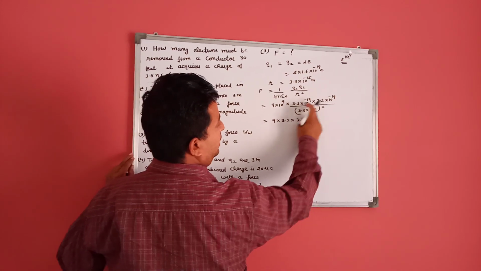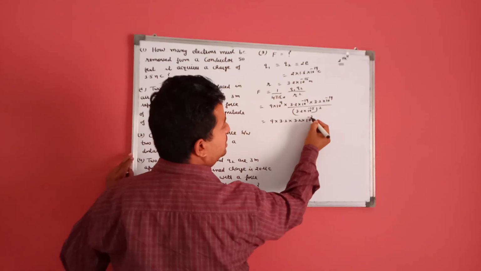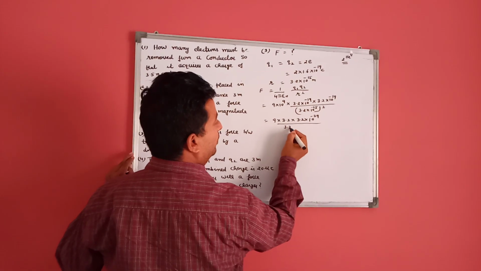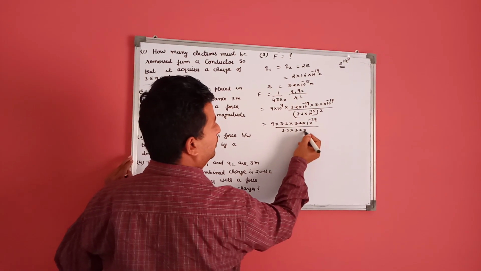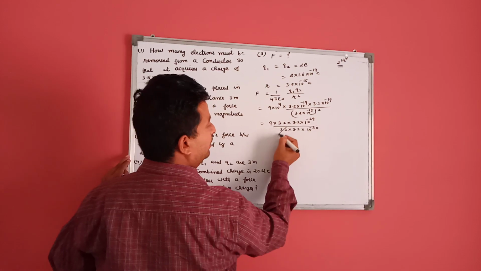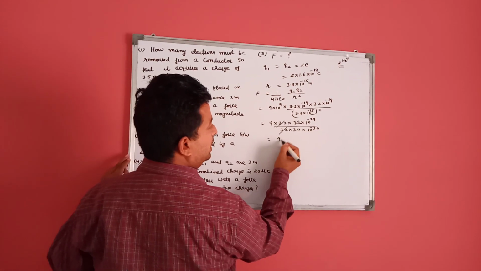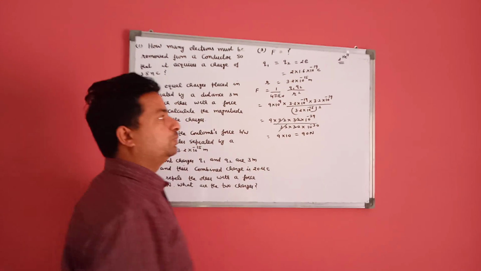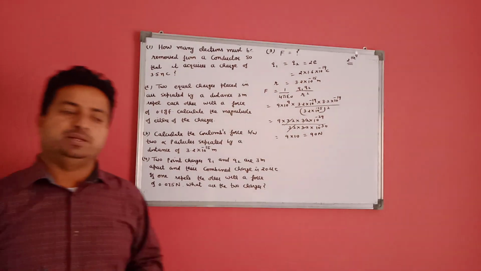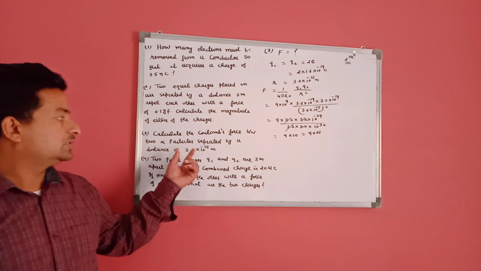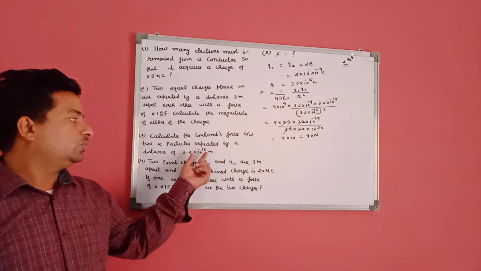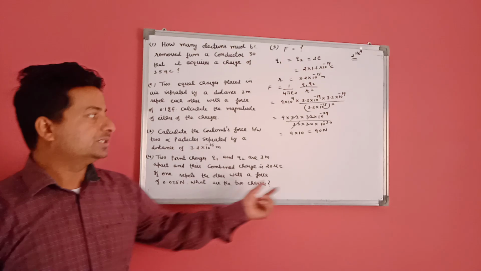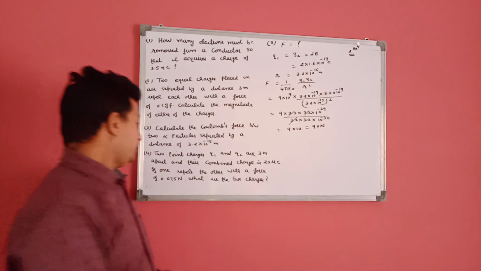Then this power is 38. 38 minus 9 is 29. In the denominator, 3.2, 3.2, 10 to the power minus 13. This is 9 into 10, which is 90 Newton. That is, the force between two alpha particles separated by a distance of 3.2 into 10 to the power minus 15 meter is 90 Newton.